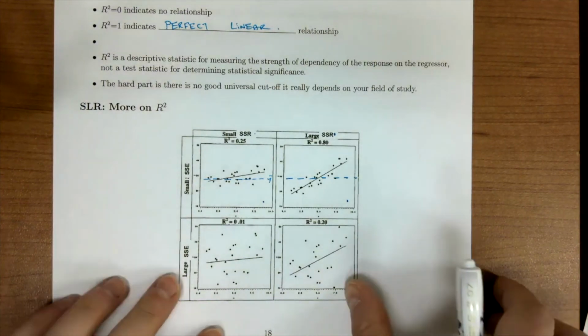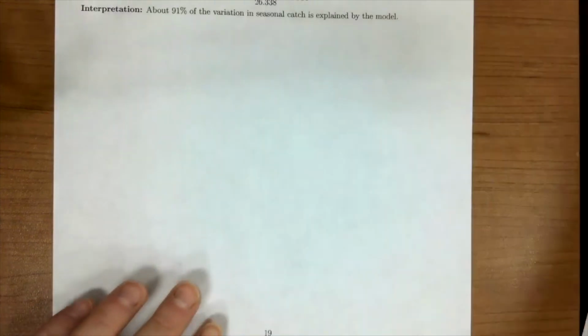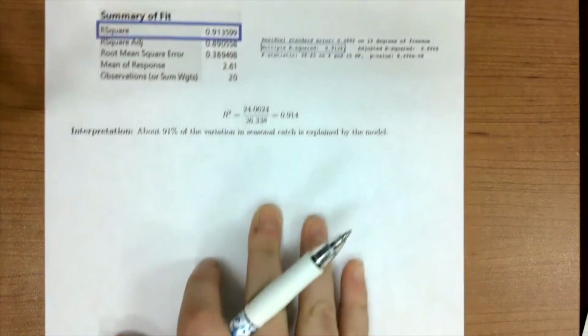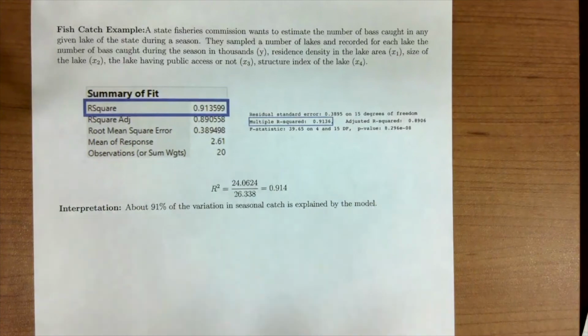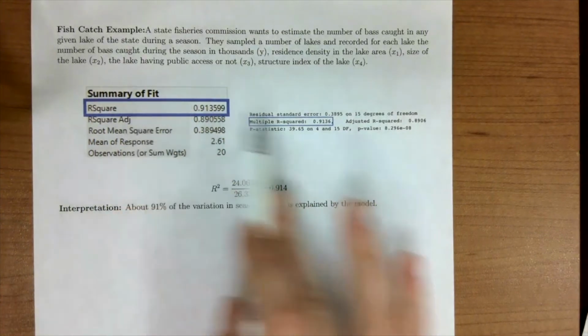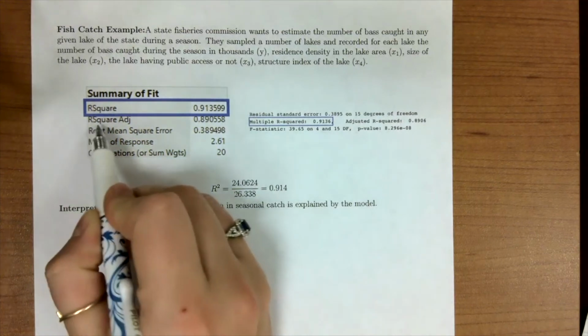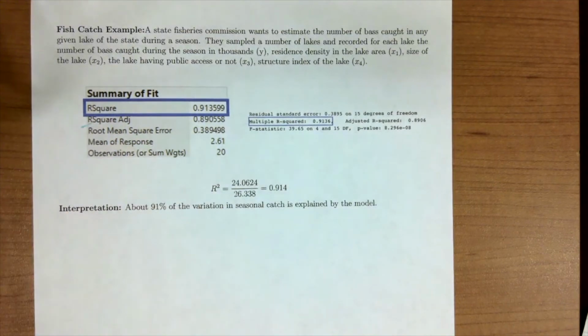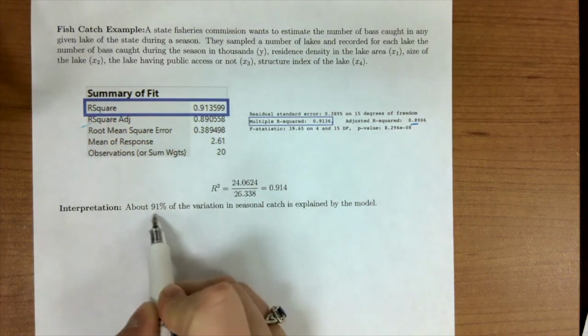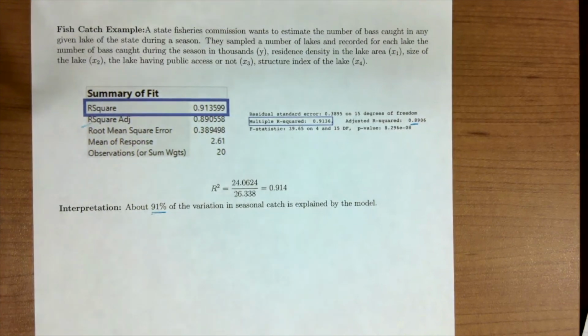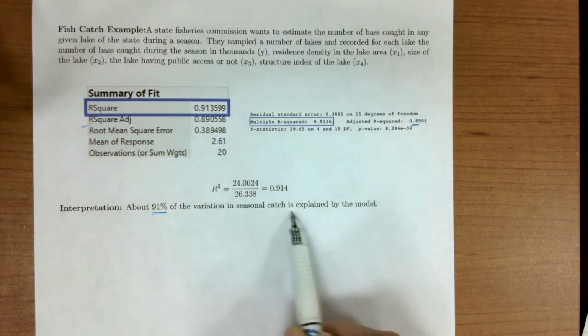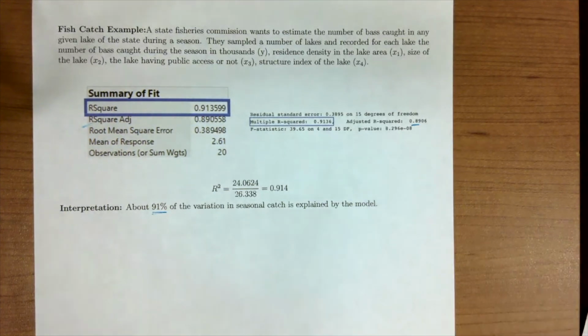So let's go to the fish example and see how we interpret it and what our R squared is from that. So here's our fish example. We have our JMP results and our R results. Again, they'll be outputted for you. Notice that there is the adjusted R squared here and here. That's foreshadowing. But how we would interpret this for our fish example is that about 91% of the variation in seasonal catch is explained by the model, which is pretty high.